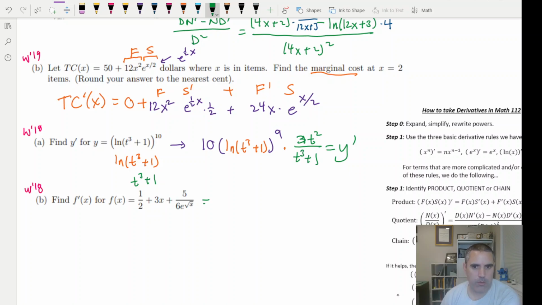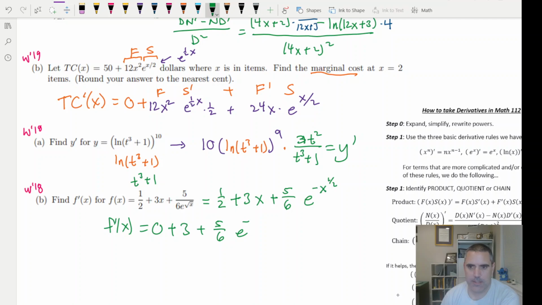What about this one? How would a calculus student write this? They would write 1/2, plus 3x. And there's a couple little things to do here. They'd write 5/6 e to the negative x to the 1/2. The negative is coming about because it's on the bottom. The 1/2 is from the square root. So f prime. Derivative of the first is 0. Derivative of the second is 3. The derivative of the third is 5/6 e. This is an e to the blah question, this one here.